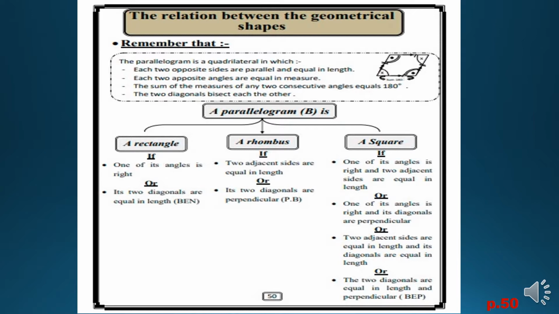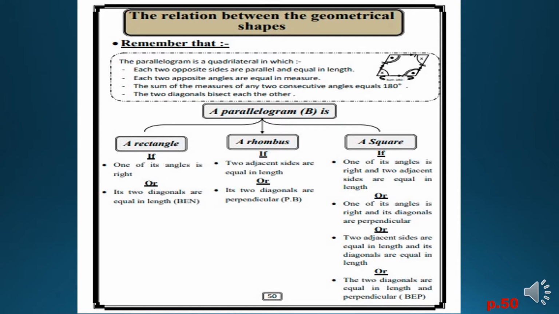We have the parallelogram. It's a quadrilateral in which each two opposite sides are parallel and equal in length. Each two opposite angles are equal in measure. The sum of the measure of any two consecutive angles equals 180. The two diagonals bisect each other.